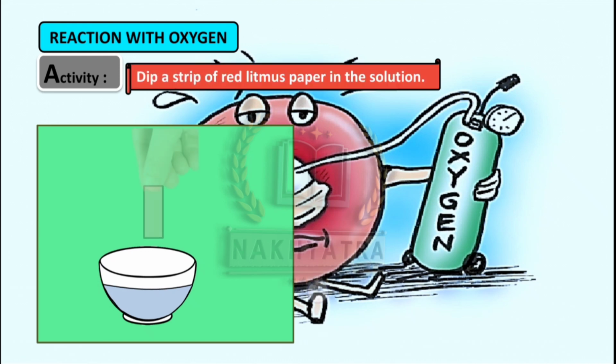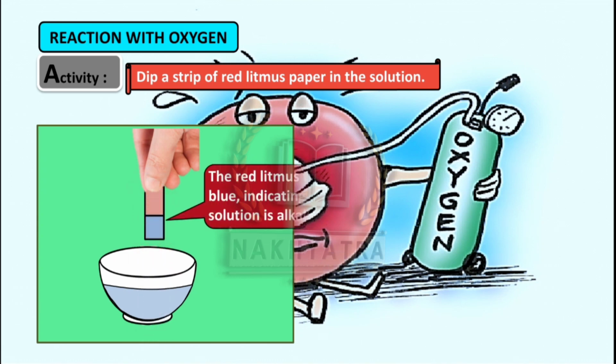Now dip a strip of red litmus paper in the solution. Take a red litmus paper, and dip the strip in the solution. You can see that the color of the red litmus paper changed from red to blue. So here the red litmus turns blue, indicating that the solution is alkaline.